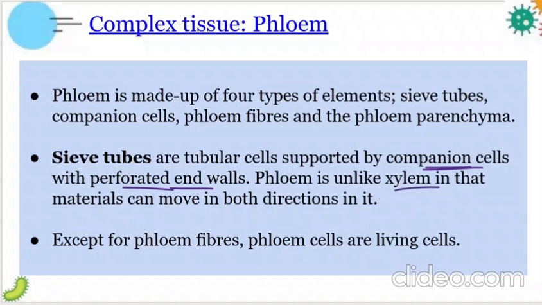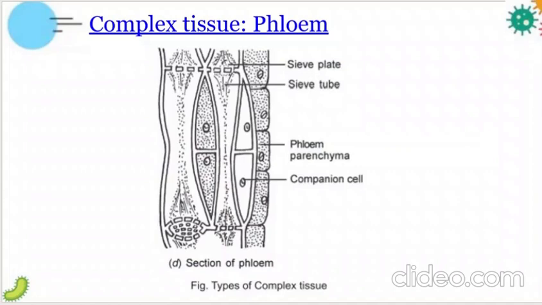And in phloem, unlike xylem, materials can move in both directions. Phloem is bidirectional, whereas xylem is unidirectional. Except for phloem fibers, phloem cells are living cells. In the structure, there is a sieve plate, which is a perforation plate, and there are sieve tubes, phloem parenchyma, and companion cells also.